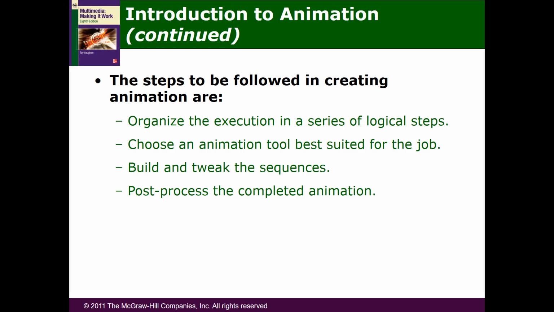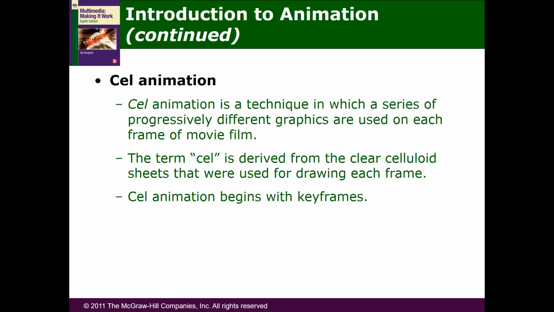If you aren't, you can always go in, build and tweak the entire sequence, and then look at the post-process once again. Cell animation is a technique in which a series of progressively different graphics are used on each frame of the movie film. Now, cell animation, remember, we're talking about something called a frame. When you're using frames, you're using some sort of graphic.